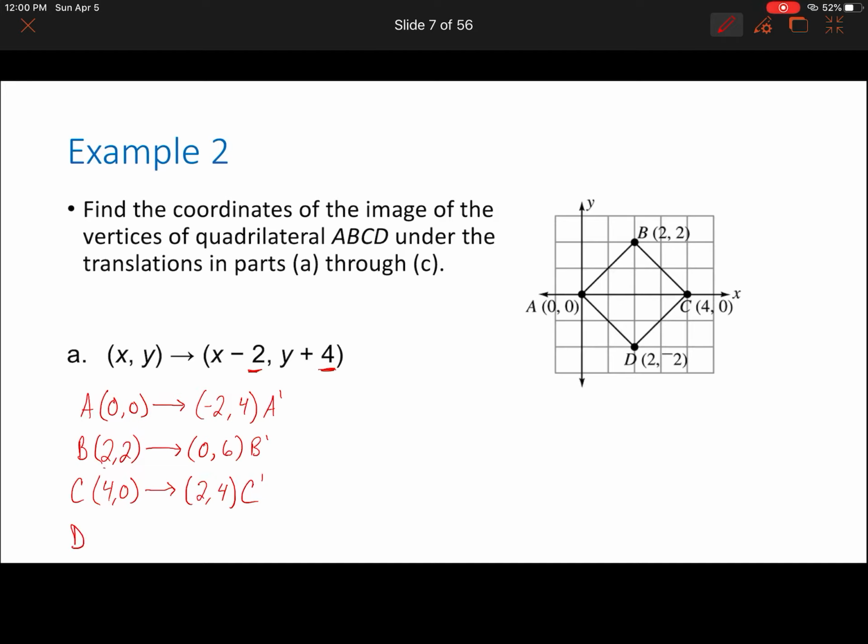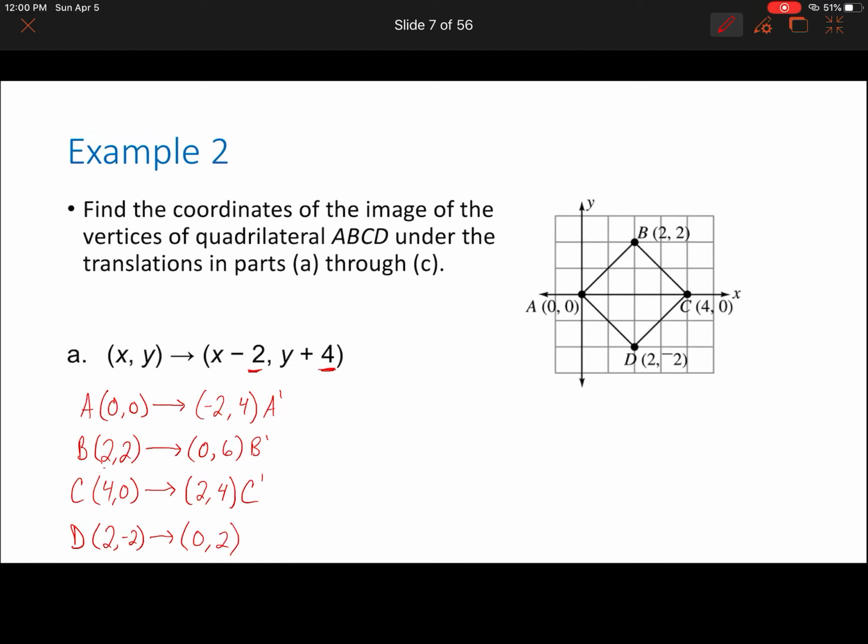And then for point D, it's at 2, -2. And we're going to move it by subtracting 2 from the X value, which is 0. And we're going to add 4 to the Y value. So 4 plus the -2 is just +2.